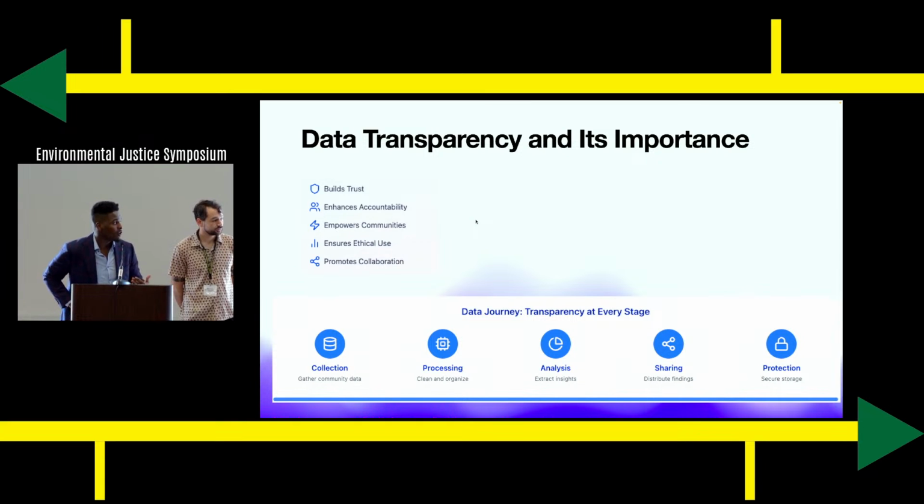Data transparency also ensures that we have ethical use, as we were just talking about a moment ago. And at the end of the day, in order for us to be able to collect information that's relevant, information that matters, not just to policymakers, but to people living in these disadvantaged communities, we have to collaborate on all levels. We have to collaborate with local organizations. We have to collaborate together with research institutions and with government. Data transparency gives us the ability to do that.